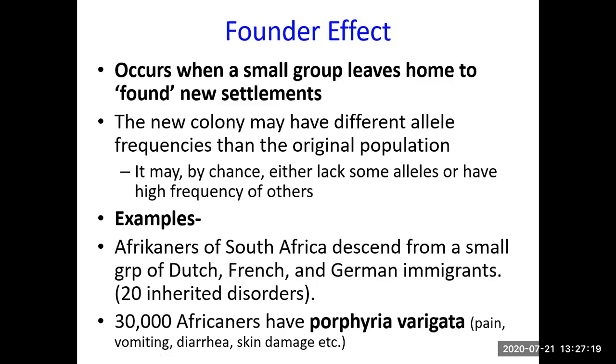An example of genetic drift is called the founder effect. What is a founder effect?